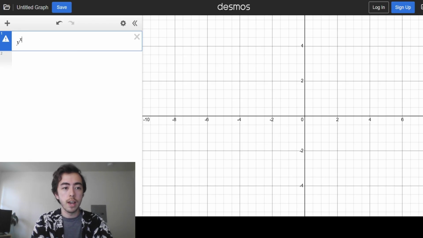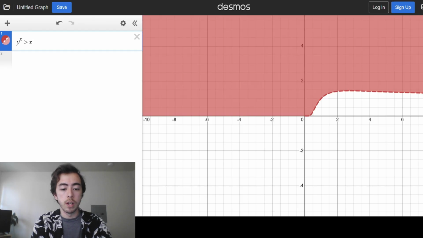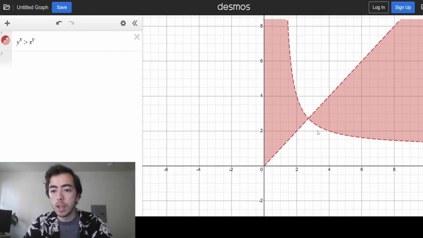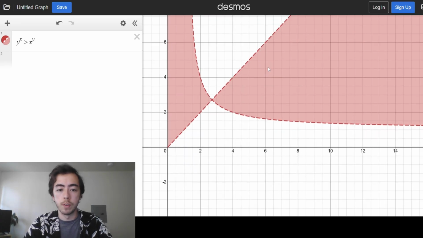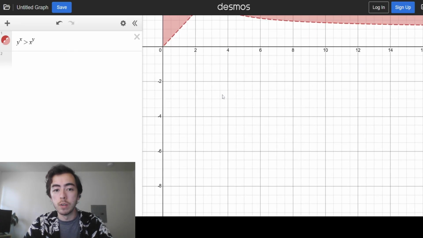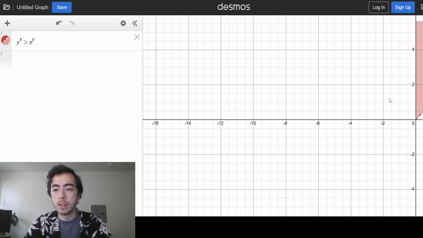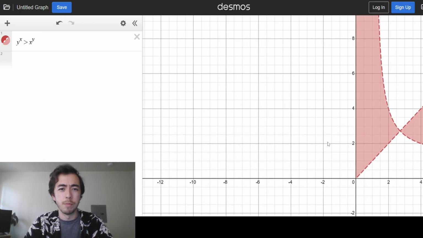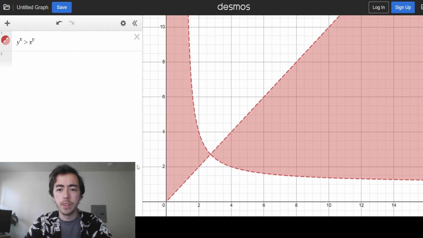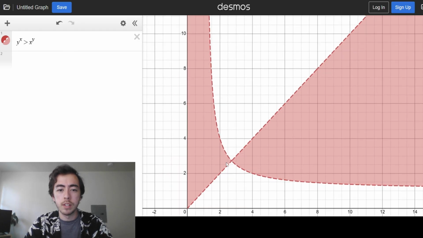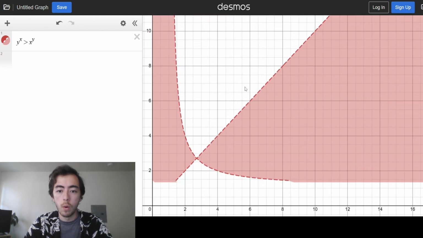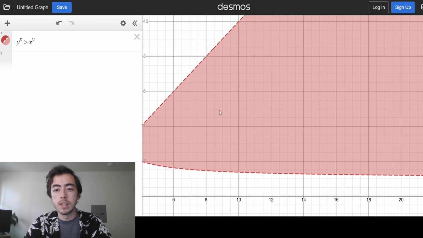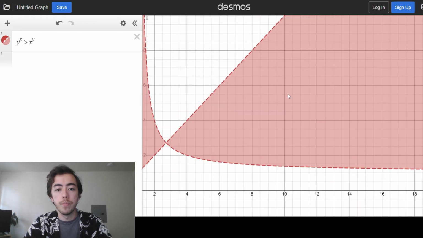So here's y to the x, and we're wondering when it's greater than x to the y. And we get this interesting, somewhat symmetrical picture in the first quadrant. What's interesting though is that nothing shows up when either number is negative. So maybe we should dig into that a little bit. But I'm noticing that we essentially have two regions: either x is small and y is big, or x is a little bit larger than y.